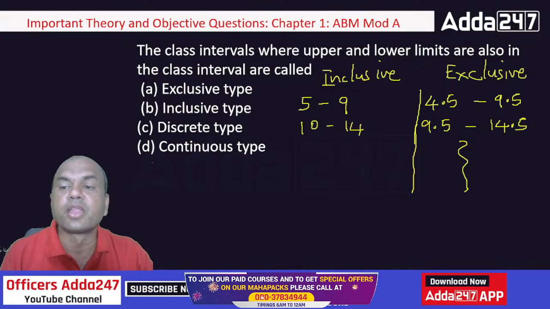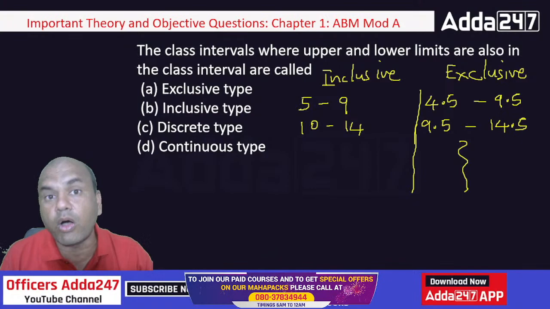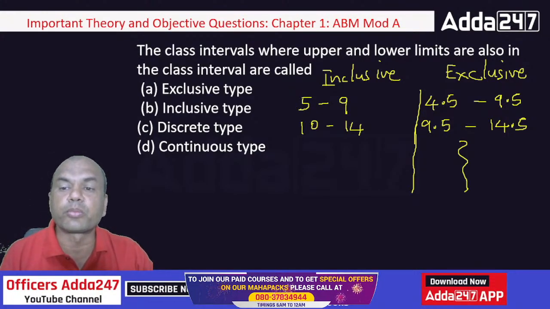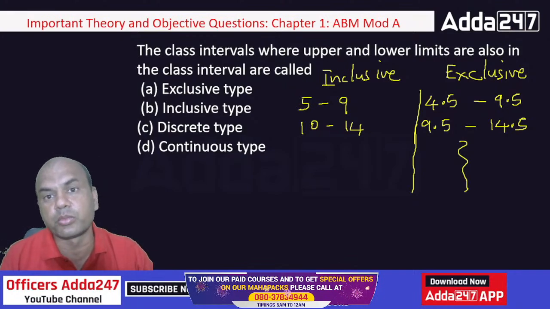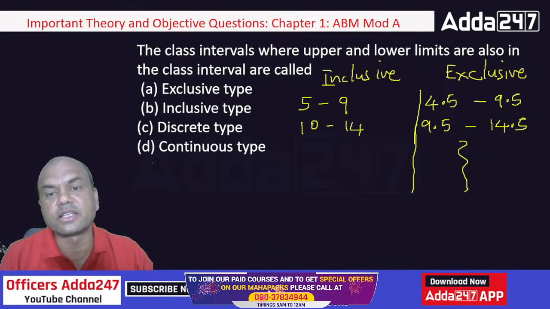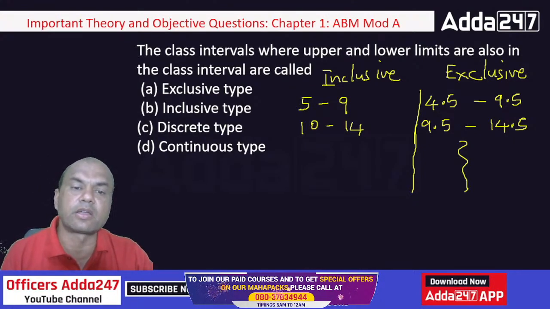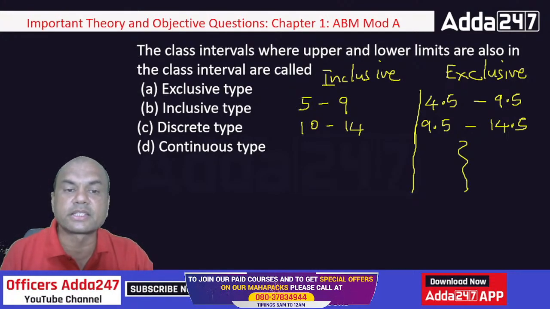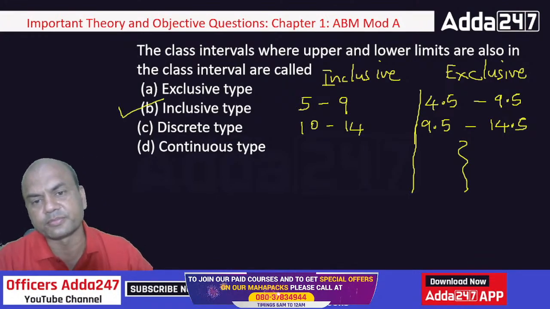So this is known as exclusive. Exclusive means wherever the first number and the last number, or either of these, are ignored. It's not compulsory that every time both have to be removed. So 4.5 either first or second or both. If they are ignored, it's called exclusive. So the question over here is the class interval where the upper and the lower limits are also in the class interval. Also means this is the one we want. So it is called inclusive. Obviously I have given the answer now. It is inclusive, isn't it? Okay.